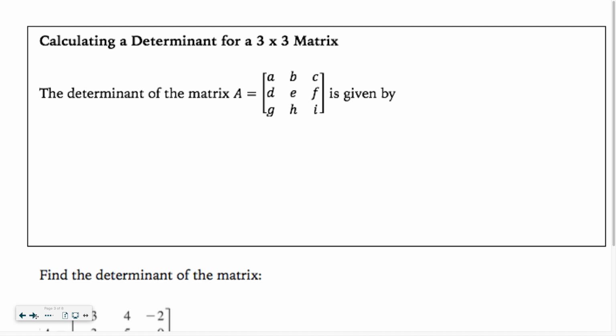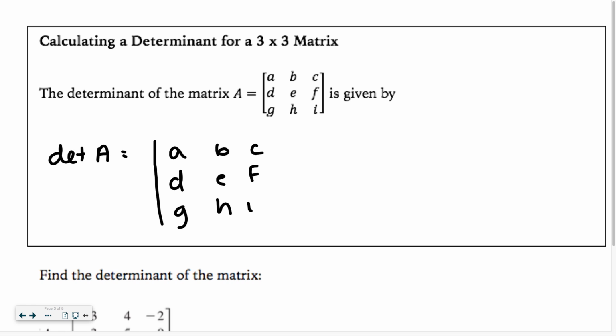Let's do 3 by 3. Now, 3 by 3 isn't necessarily a lot harder. It's just that it's more work. It's not just 2 diagonals, because you got all these rows and columns. So, I'm going to rewrite this for my 3 by 3. I'm going to say the determinant of A is equal to, and then I'm going to draw my determinant bars. I'm going to put in A, B, C, D, E, F, G, H, I.